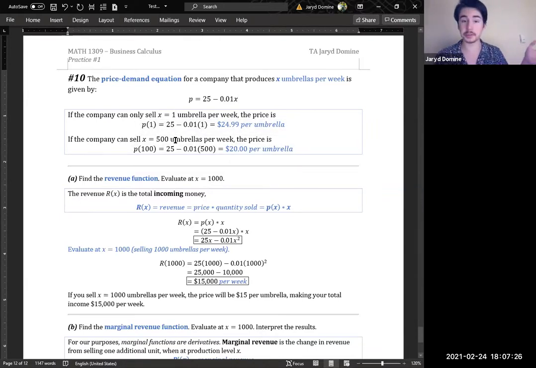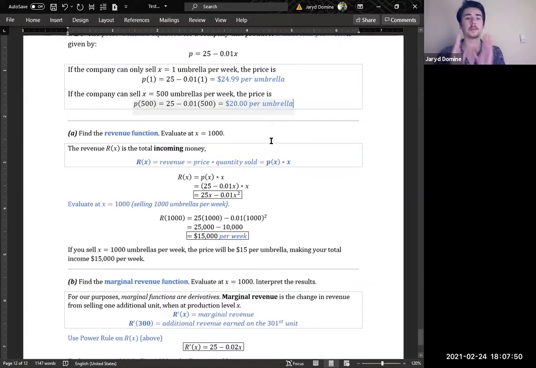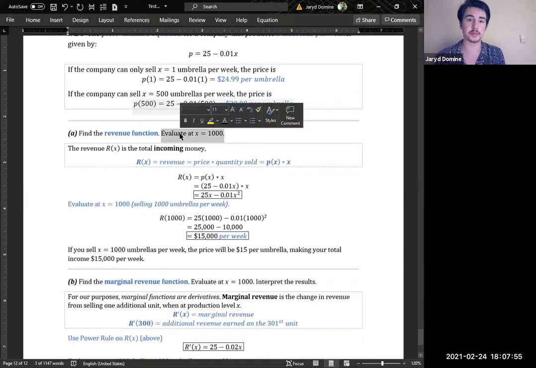If they can sell 500 umbrellas in a week, then the price is $25 minus 500 cents. So that's $5 off. So we get $20 per umbrella. So the more they're able to sell, the less they will charge per each one. Okay, and that's why this is structured this way. All right, part A. Find the revenue function and then evaluate it at X equals 1,000. So this is X equals 1,000 umbrellas per week.